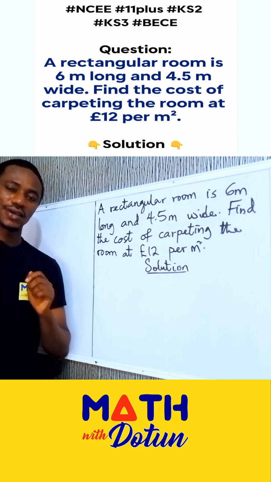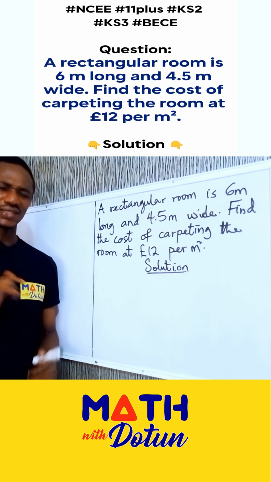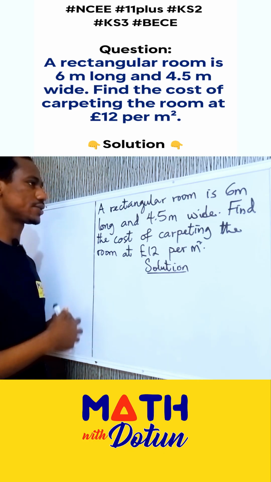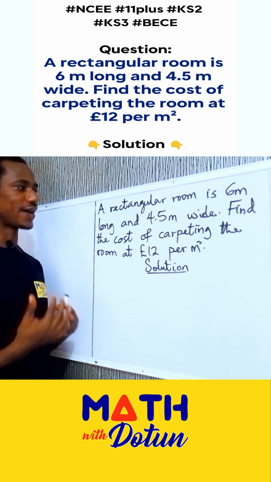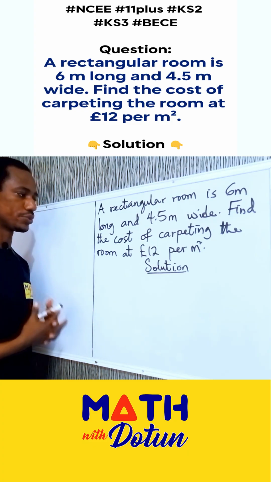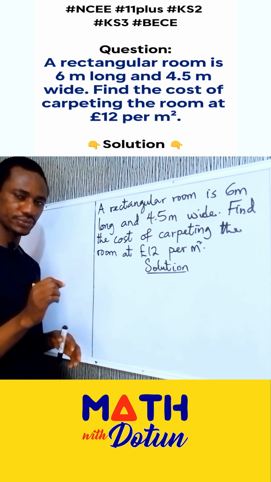This is another important exam question I need you to pay attention to, okay? Let's solve it together, alright? A rectangular room is 6 meters long and 4.5 meters wide. Find the cost of carpeting the room at £12 per meter squared.